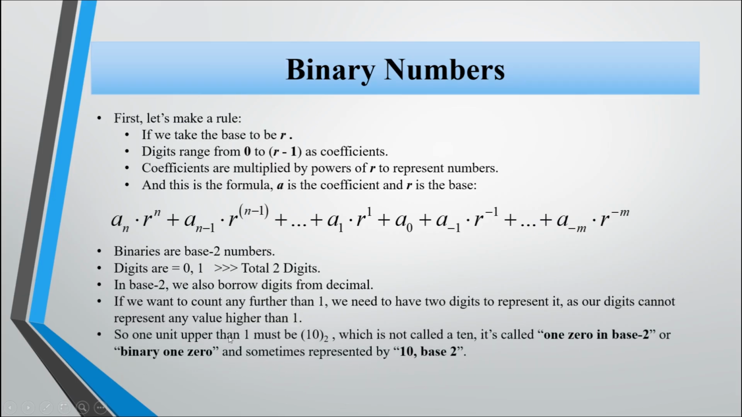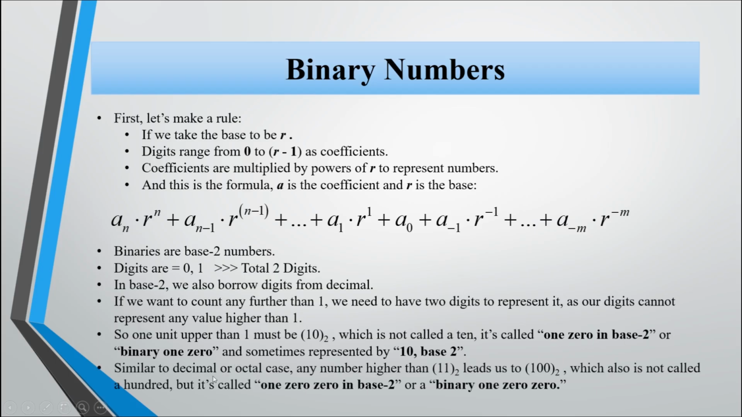So 1 unit upper than 1 must be 10 in base 2, which is not called ten, it's called 10 in base 2, or binary 10. Similar to the decimal or octal case, any number higher than 11 in base 2 leads us to 100 in base 2, which also is not called one hundred, but it's called 100 in base 2, or a binary 100.